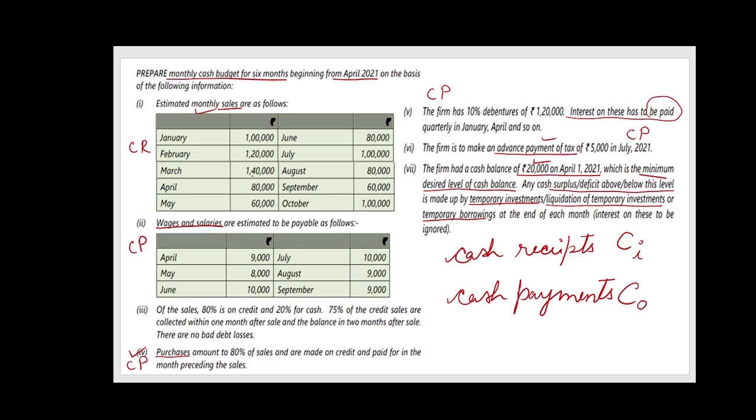Now say suppose at any given month, the closing cash balance which the business has is more than 20,000, then it can go ahead and temporarily invest it. So investments will arise when the business has surplus cash, and liquidation of these investments, selling of these investments, or borrowings will arise when there is deficit of money, when the business does not have this minimum 20,000 rupees to maintain. So that is the gist of the problem. Let us go ahead and solve this problem.